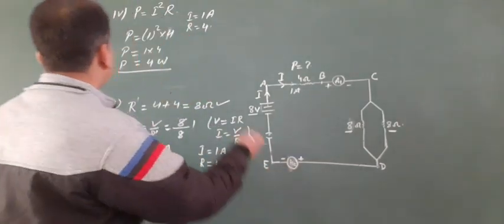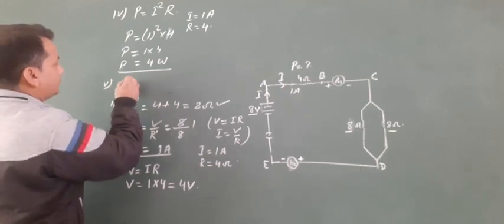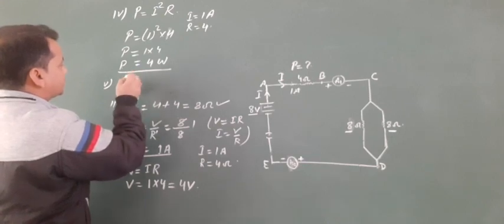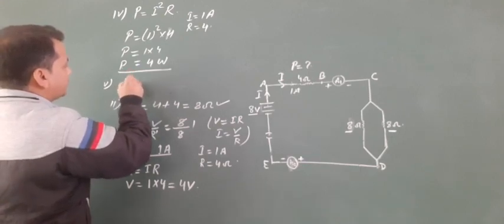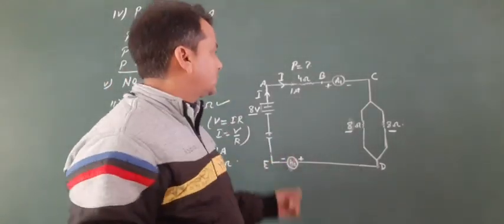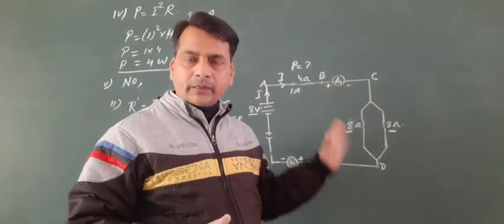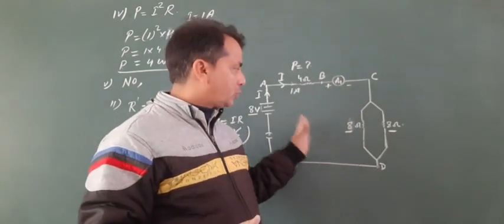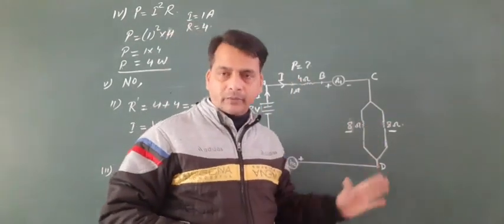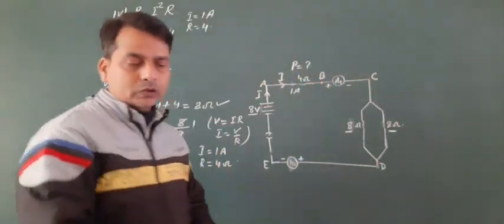So that is question number 5. What is the difference in reading? There is no difference, so the answer will be no. There is no difference in both ammeters because the current will be the same flowing through the 4 ohm, 8 ohm and 8 ohm. So now the next question is here, question number 2.